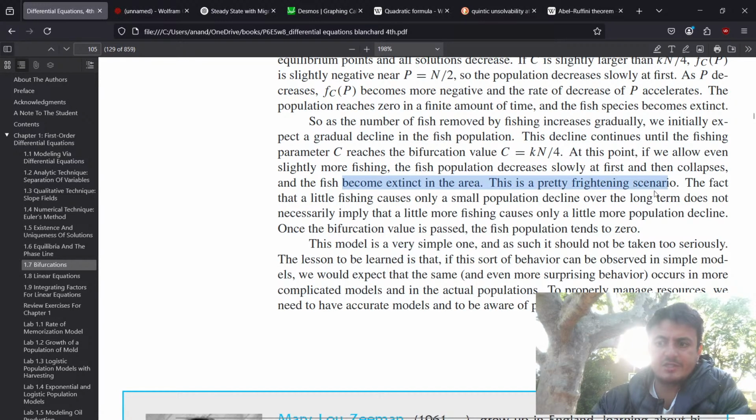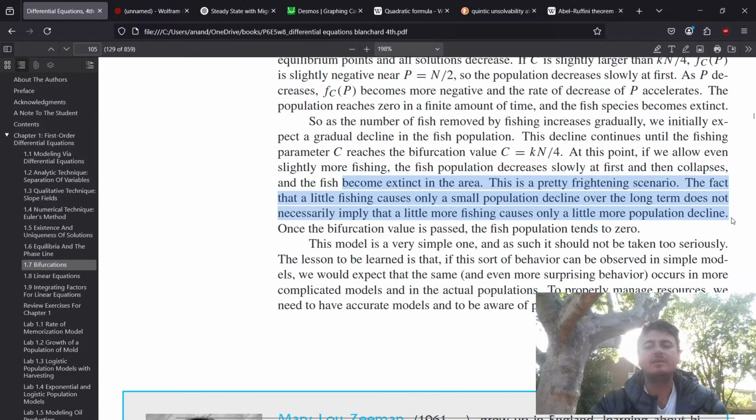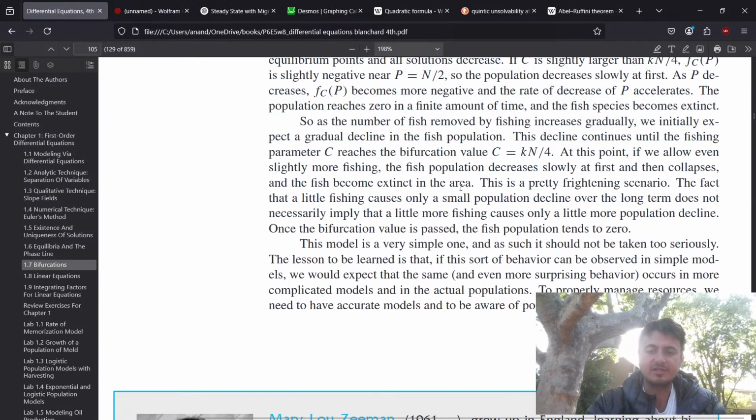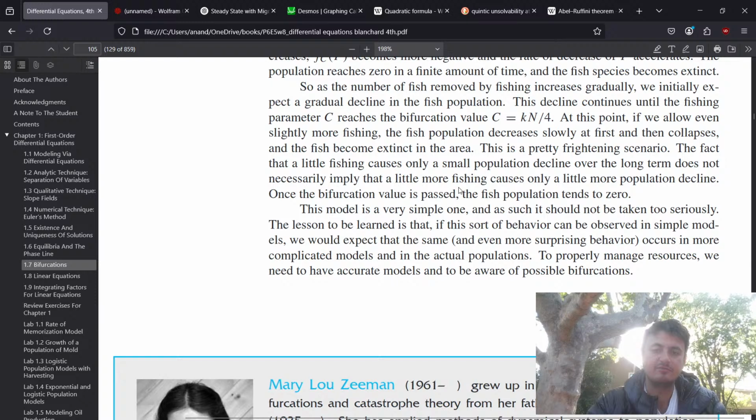This is a pretty frightening scenario. The fact that a little fishing causes only a small population decline over the long term does not necessarily imply that a little more fishing only causes a little more population decline. Right. This is the whole point of all of this. Nonlinearity, bifurcations, things are not always like this. Once the bifurcation value is past, the population, it's over.